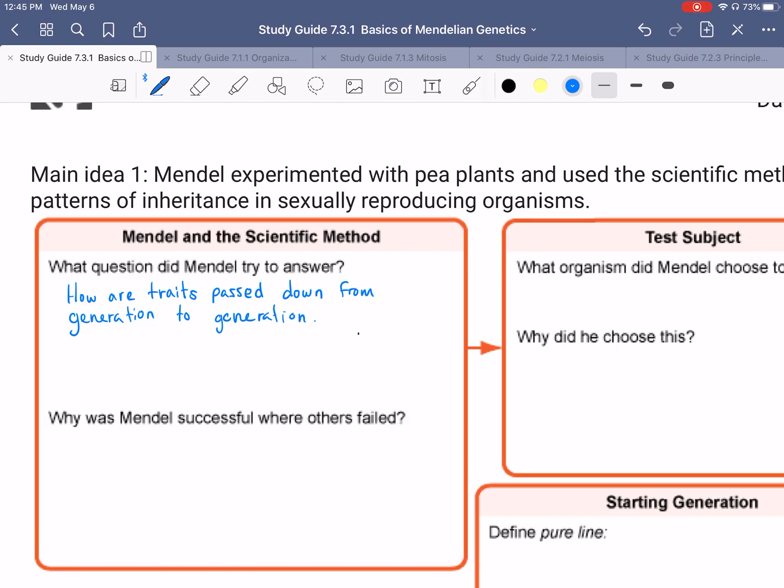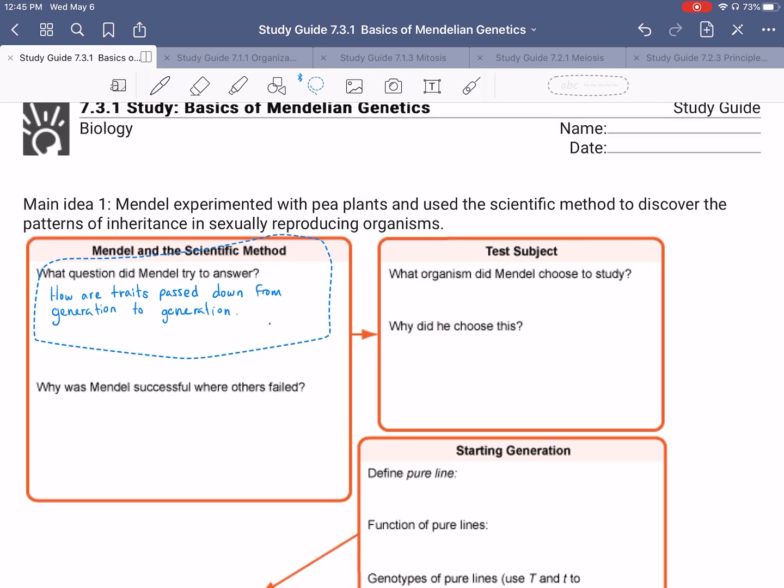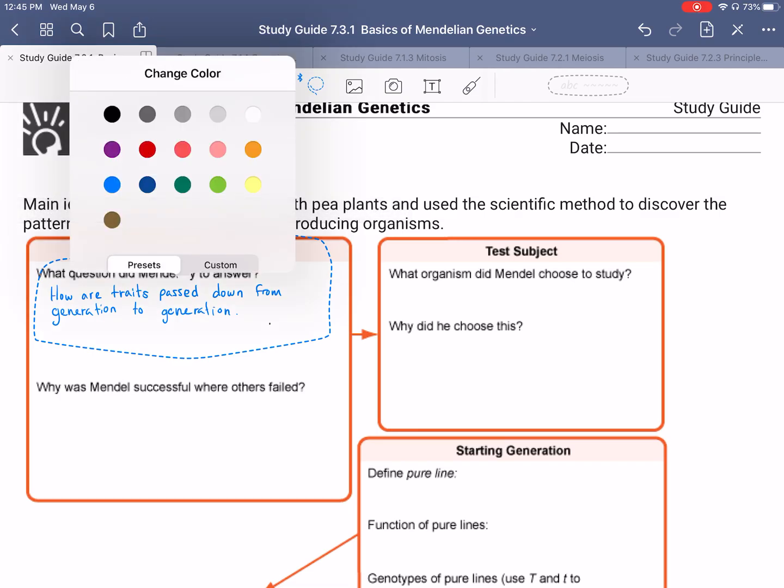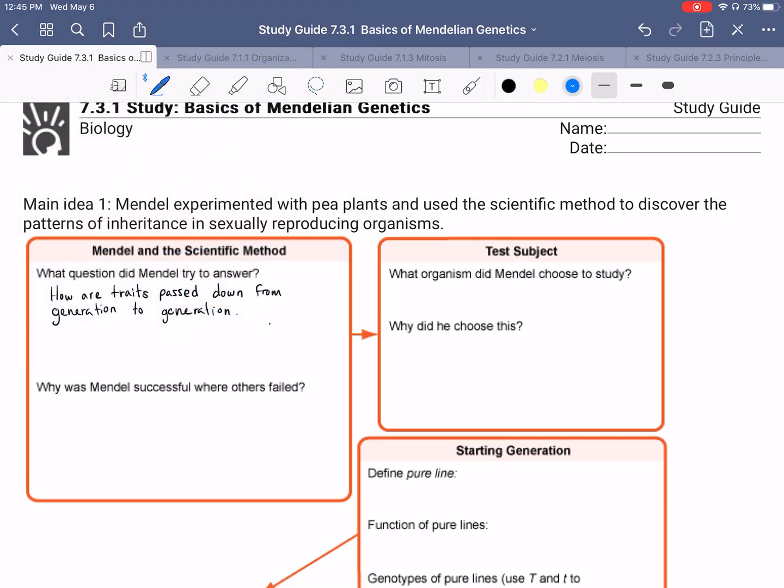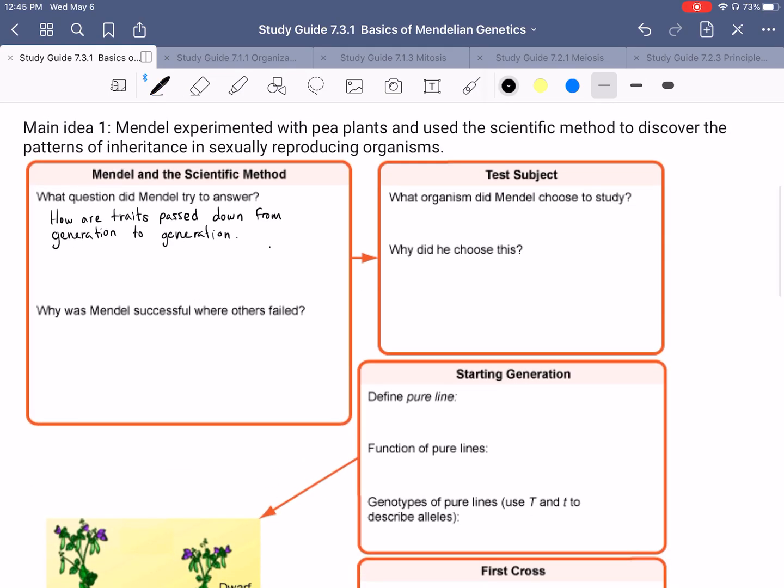I don't know if I want to do that in blue. Maybe I'll change the color of that. Let's go with black. There we go. Match the rest of them.